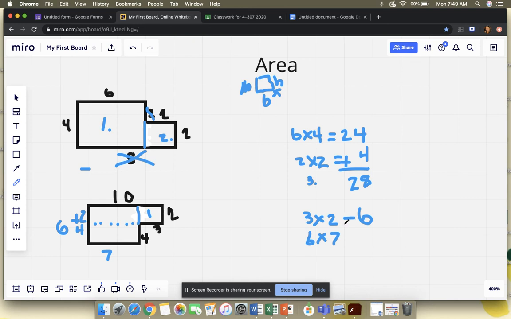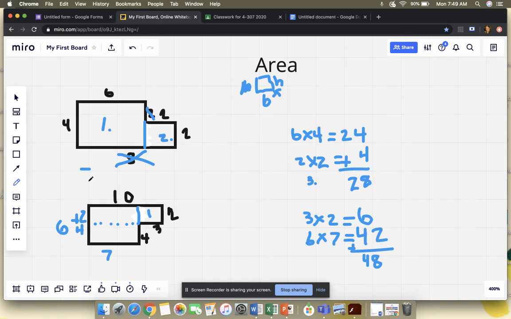I'm going to put equal signs. Equal sign. All right. So now I have 6 and 42. My third step is to add. That's 48. Oh, look at that, 28 and 48.